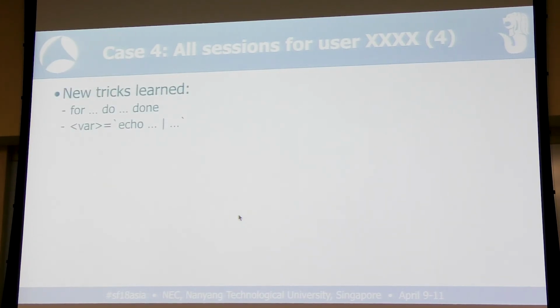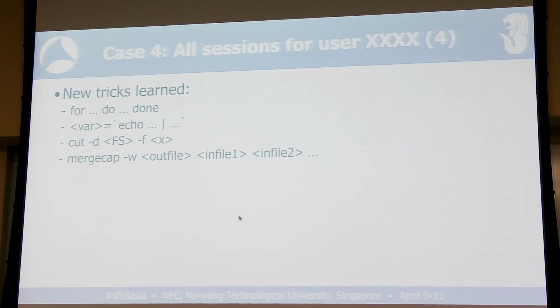So what did we learn? To loop through things, to assign a variable, to select fields, to merge output, and that's it. Oh, that's what we learned, sorry. So, last example, show some metrics per URI.